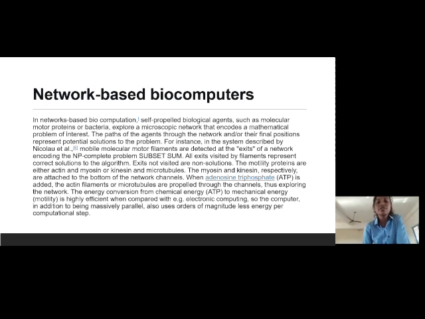The energy conversion from chemical energy like ATP to mechanical energy is highly efficient when compared with, for example, electronic computing. So the computer, in addition to being massively parallel, also uses orders of magnitude less energy per computation.